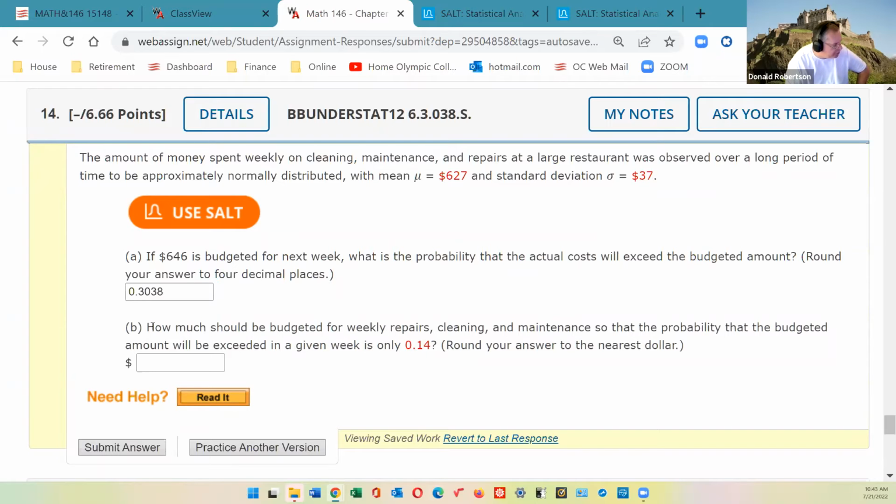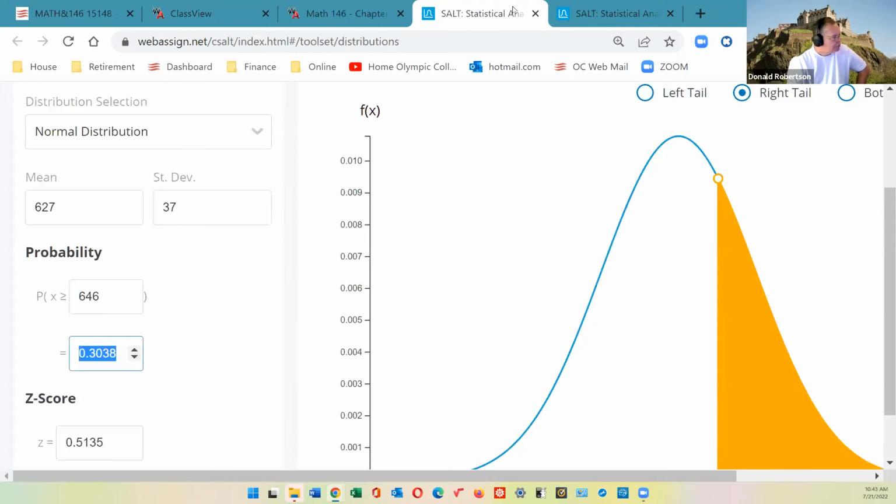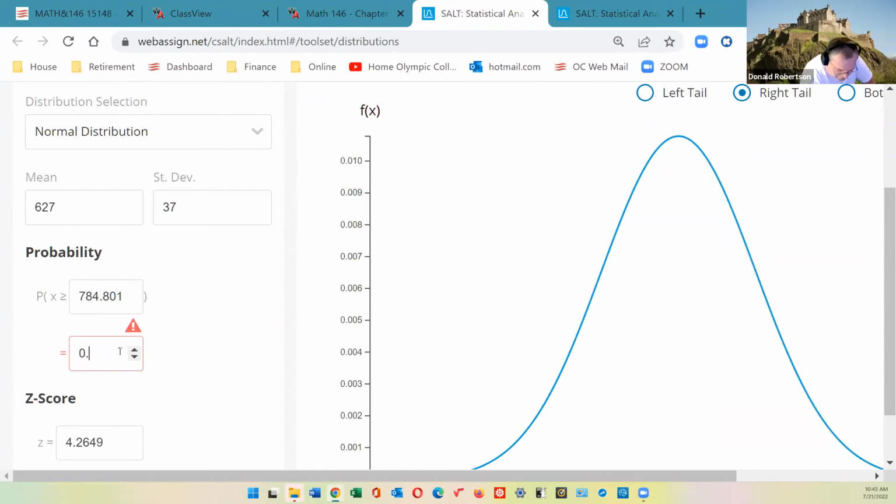Now, it's a different question now, how much should be budgeted so that the probability that it will be exceeded is only 0.14? So they're willing to accept 14% of the time that I didn't put out enough money. They're not willing to accept that number. Okay, so it's all set up. The only difference is I make this 14. And that comes out to be about that number there, which I'm sure we're going to round off.